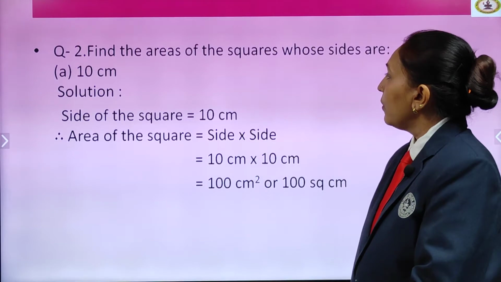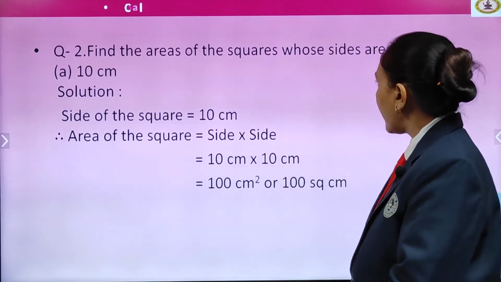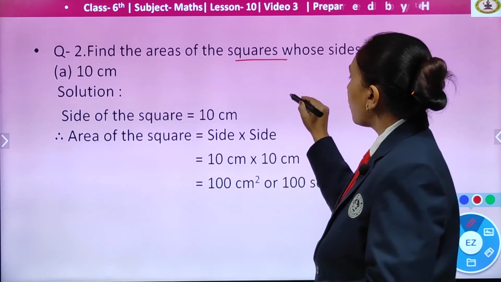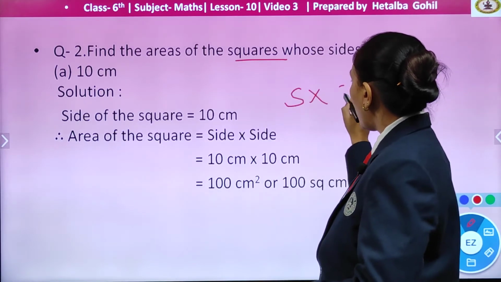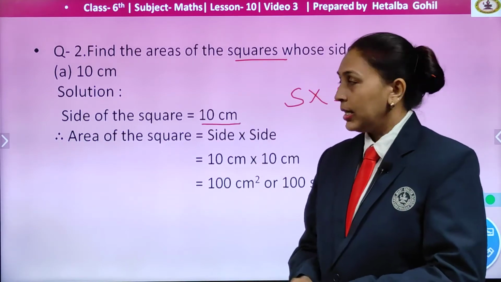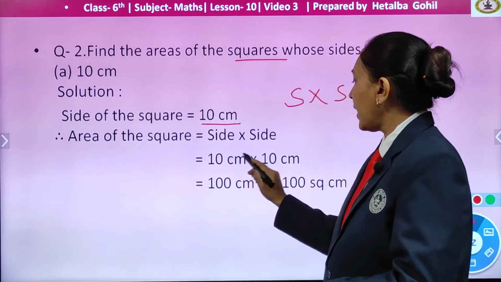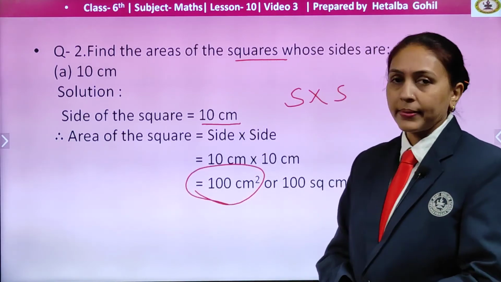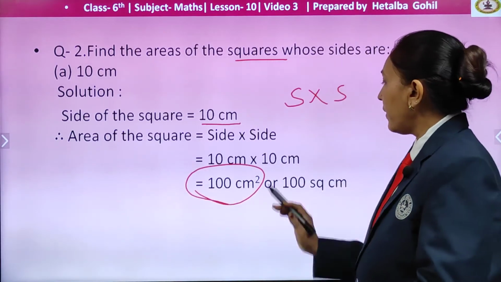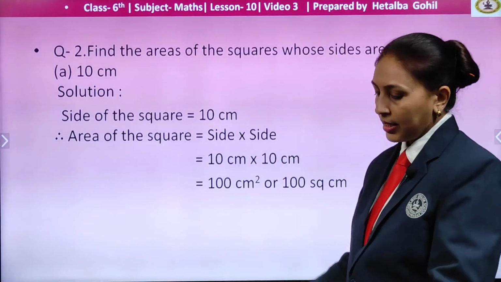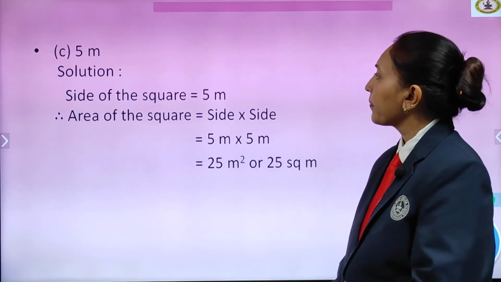Question number 2. Find the area of squares whose sides are given. Here we have to find the area of a square. The formula is S into S or S square. So the side given to us is 10 centimeter. Area of square, that is 10 into 10, that is 100 centimeter square. So 100 centimeter square is the area of this given measurement.